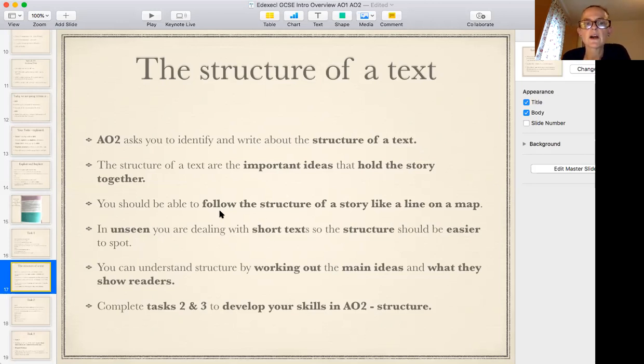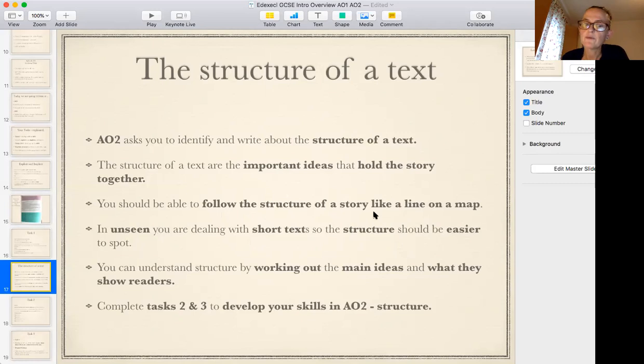So if you think about the structure of a story like a line on a map, what I mean by that is if we go back to the simple example of the cat on the mat, if we had a story and it was about a cat on the mat going to the door, then if we read that story, we should see all the things that happen to the cat between the mat and the door. And we should be able to follow those different things like a line on the map.